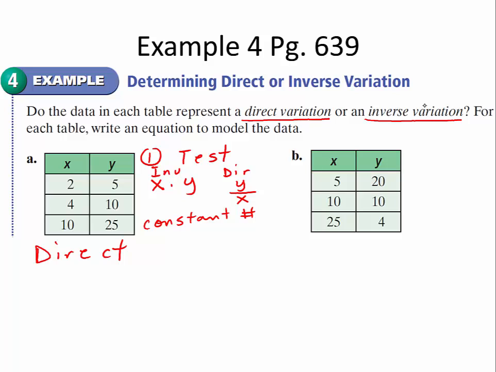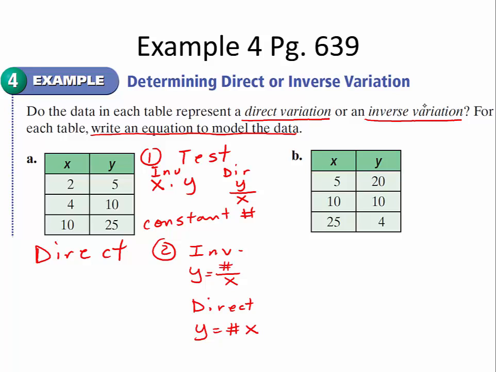Now, you're not done. Not only do you have to decide if it's inverse or direct, then you have to write an equation to model the data. Now, some of you are like, no, writing an equation, no. No, it's not that bad. For the equations, it's very simple. For inverse, you will just take y equals the number that you get, divided by x. Now, for direct, you are going to take y equals the number you get multiplied to x. So just take the constant number you get and put it where the number is.